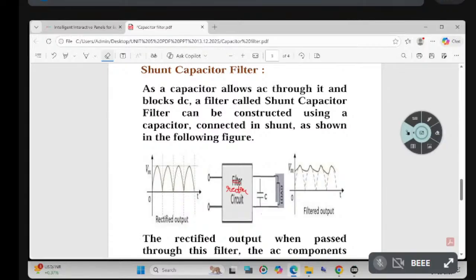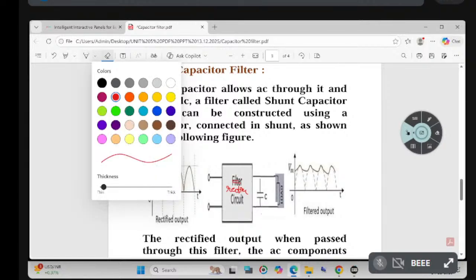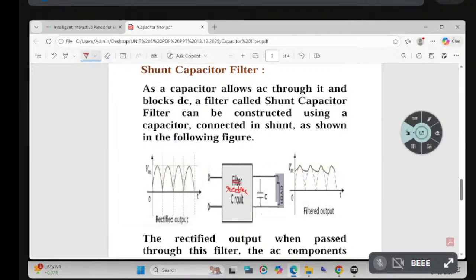This is called a filter. This design is called a filter design. Where is the filter design? This is called filter design between load and rectifier. Between load and rectifier we will make a design of filter.